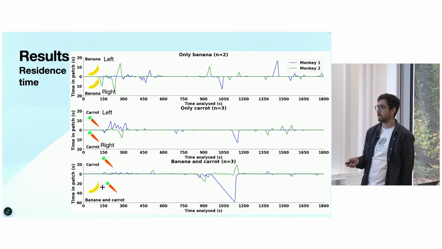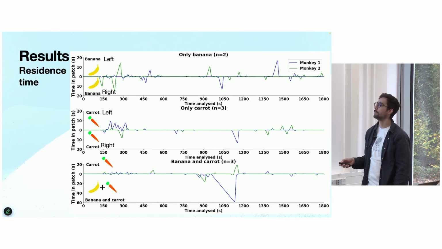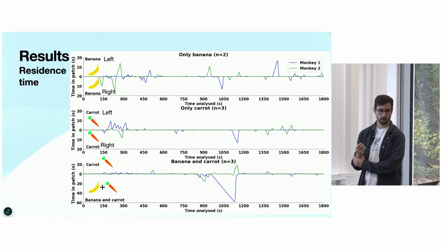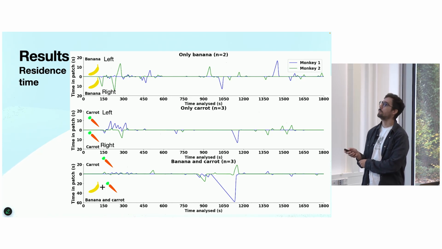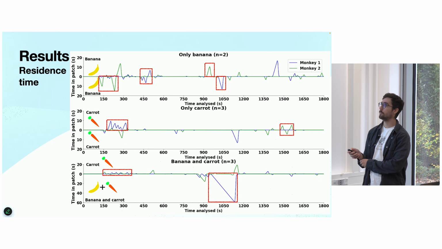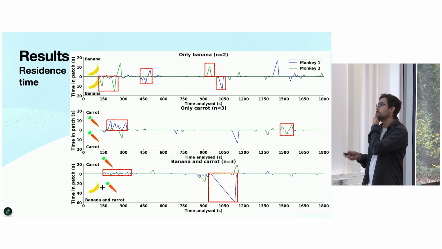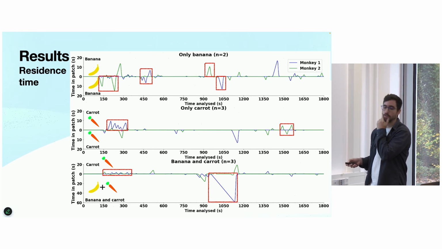And when we present carrot against banana and carrot, these marmosets also don't explore so much, like here. And if we pay attention to this residence time, we can see that there is some time where only one marmoset is in each food patch. So here we can see that only monkey 2 is there. Not only, but mostly monkey 2. Here, mostly monkey 1 is in this food patch. The same here, and here, and here.